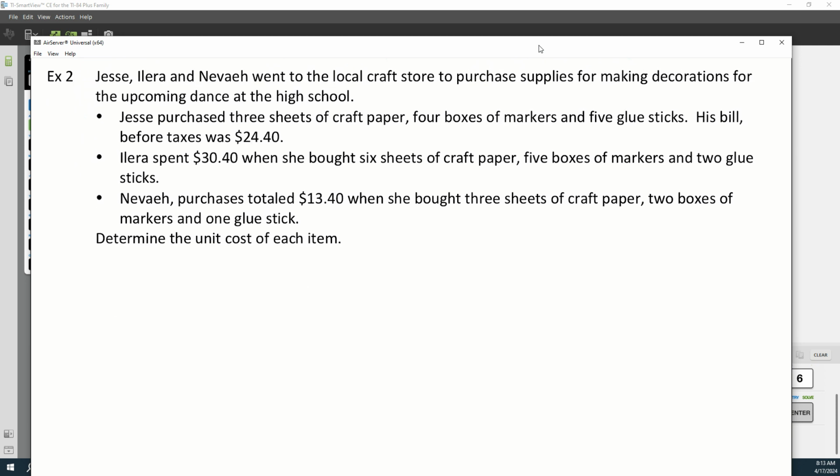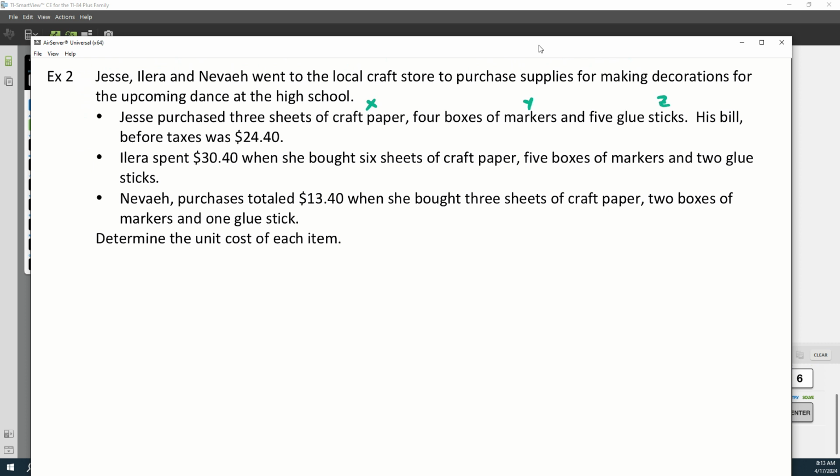For example 2, Jesse, Alara, and Nevaeh went to a local craft store to purchase supplies for making decorations for the upcoming dance at the high school. Jesse purchased 3 sheets of craft paper, 4 boxes of markers, and 5 glue sticks. His bill before taxes was $24.40. So I'm going to let the price of the craft paper be X, the price of the markers be Y, and glue sticks be Z.